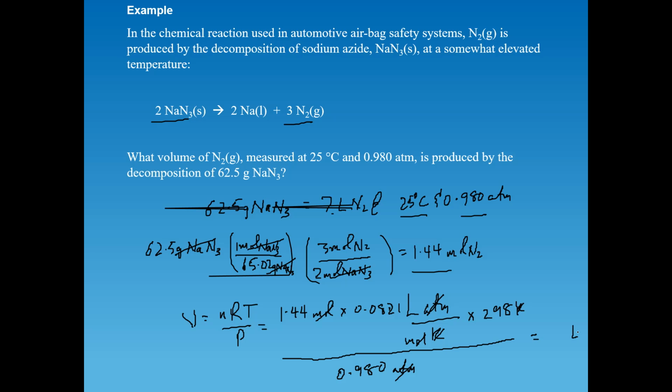So let me do that calculation: 1.44 times 0.0821 times 298 divided by 0.980. According to my calculations, this works out to be 35.9 liters. And that would be the final answer. All right? Okay, so much for gas stoichiometry.